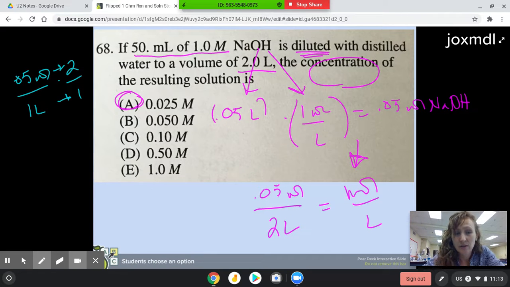Why is it 0.05 moles? I thought it'd be 0.05 liters because 50 milliliters is equal to 0.05 liters. 0.05 liters times 1 mole per liter gives us 0.05 moles. It's both.